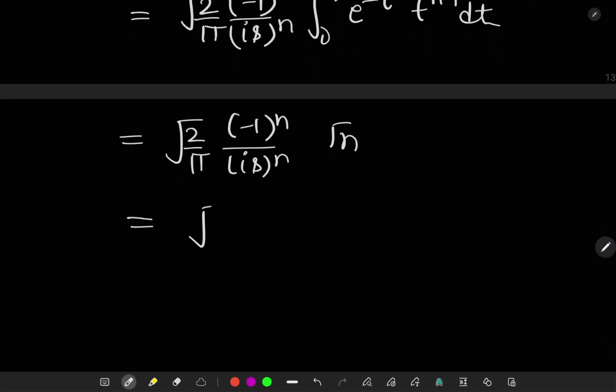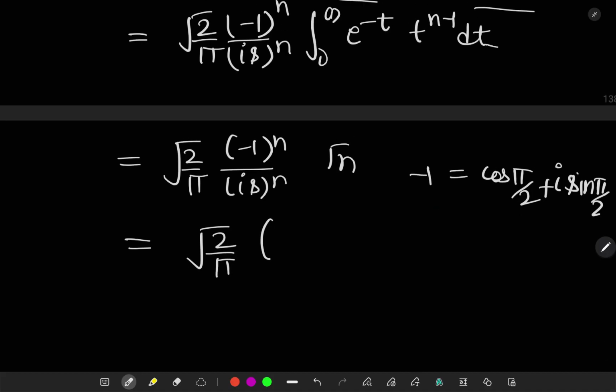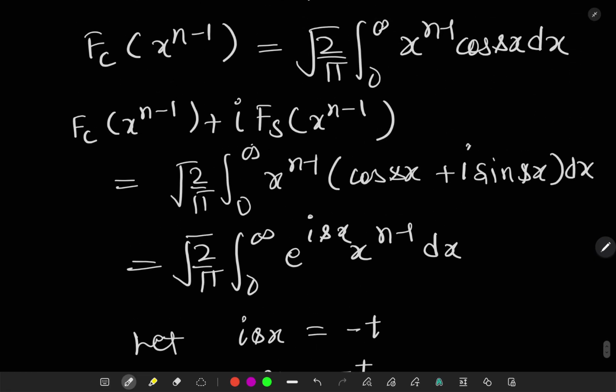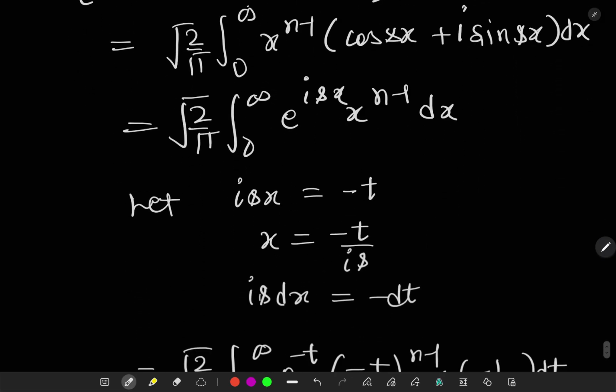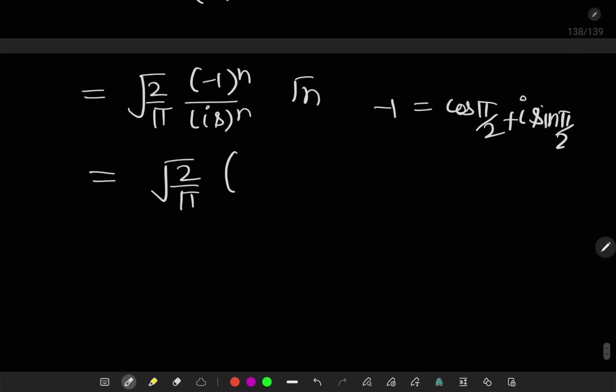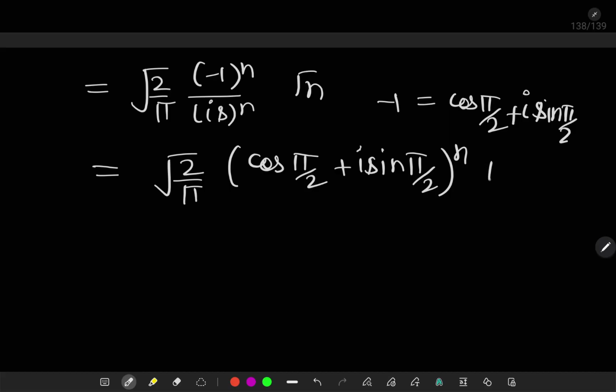Or we can write here minus 1 is equal to cos pi by 2 plus iota sine pi by 2. Why do I use this? Because in the starting for this we use this term, so we need an imaginary term also. So we can write here this. So this becomes, and this is into gamma n divided by s raised to power n.